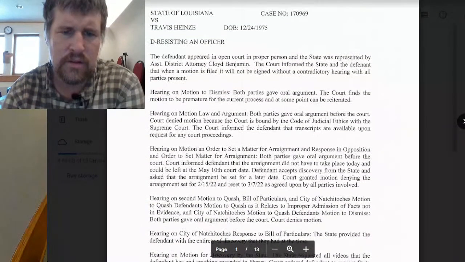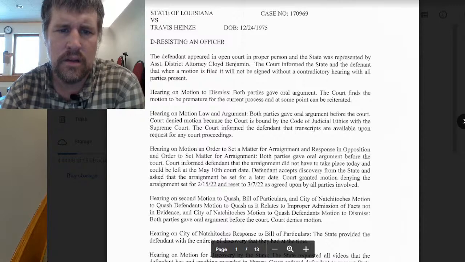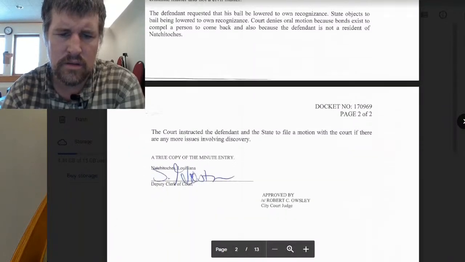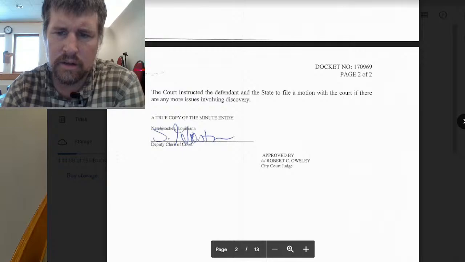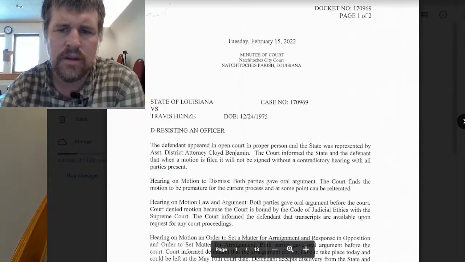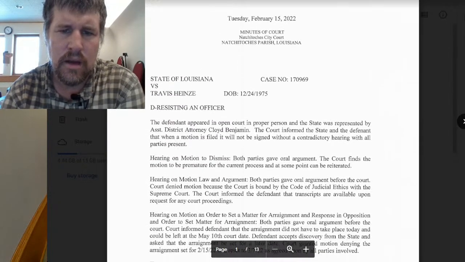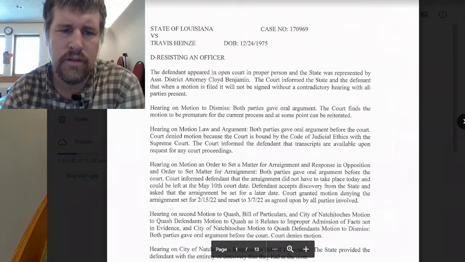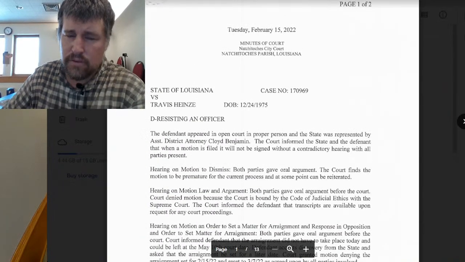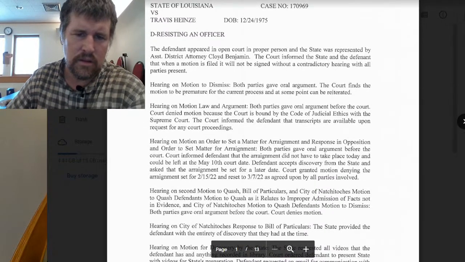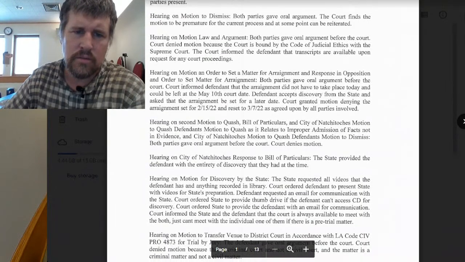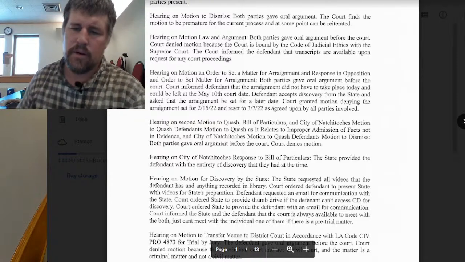Resisting an officer. I appeared on motions. Hearing. What is this? Approved by Owsley. We don't have a date. This is a surprise to me. Oh, February 15th. Okay, the first hearing, and we have minutes of the court. I should have minutes of the court for every hearing. They had one written up for February 15th. Hearing on motion to dismiss, both parties gave oral arguments. The court finds the motion to be premature. Yeah, he called me premature a lot.